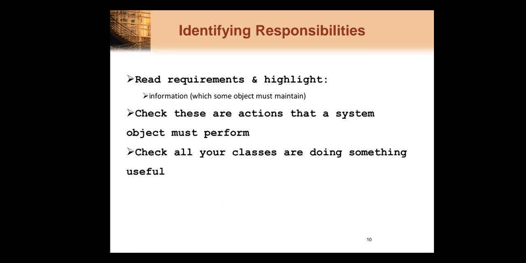Now, once we know what a responsibility is, the next thing is identifying the responsibility. Read the requirements you have gathered and highlight the information that some object must maintain, which type of information that object maintains, so that you can identify which type of action that object can perform based on the attributes, right? Then check these are the actions that the system object must perform.